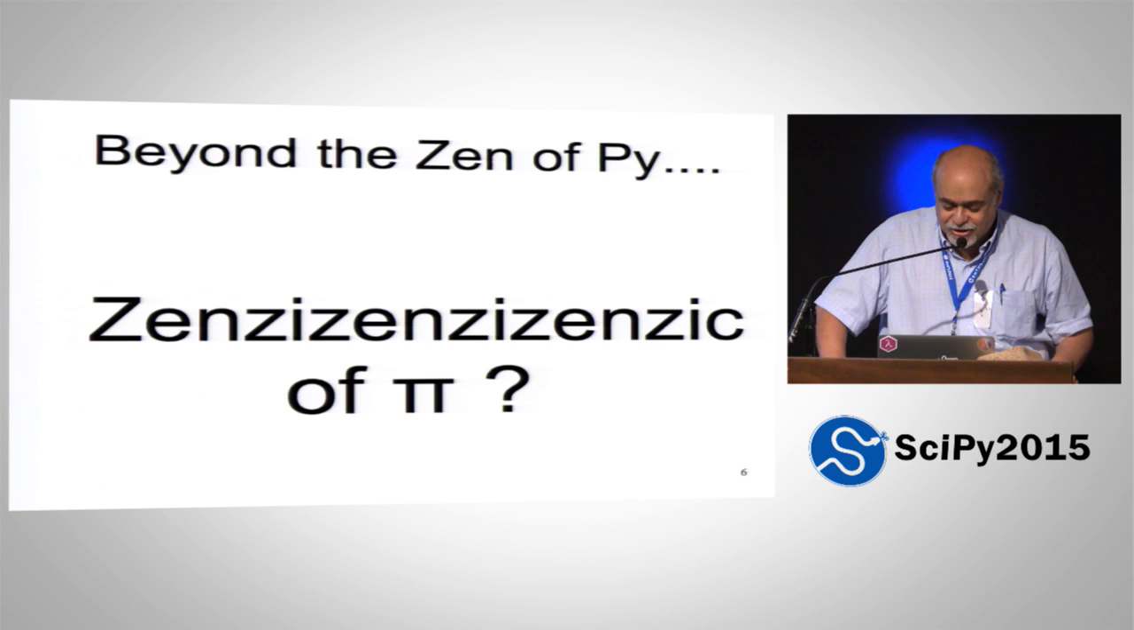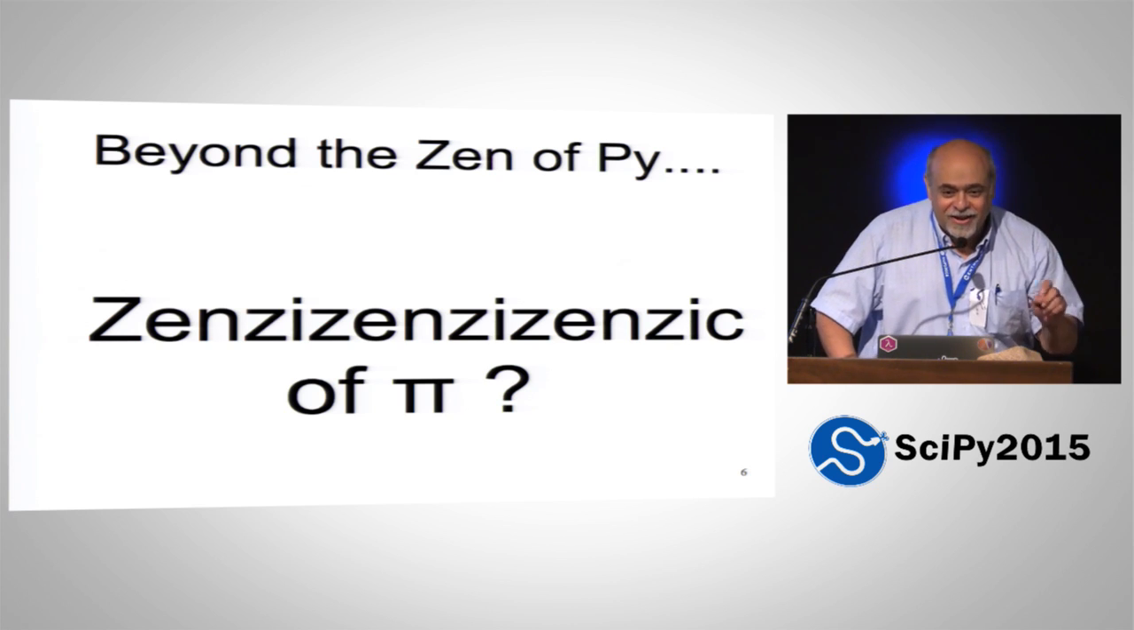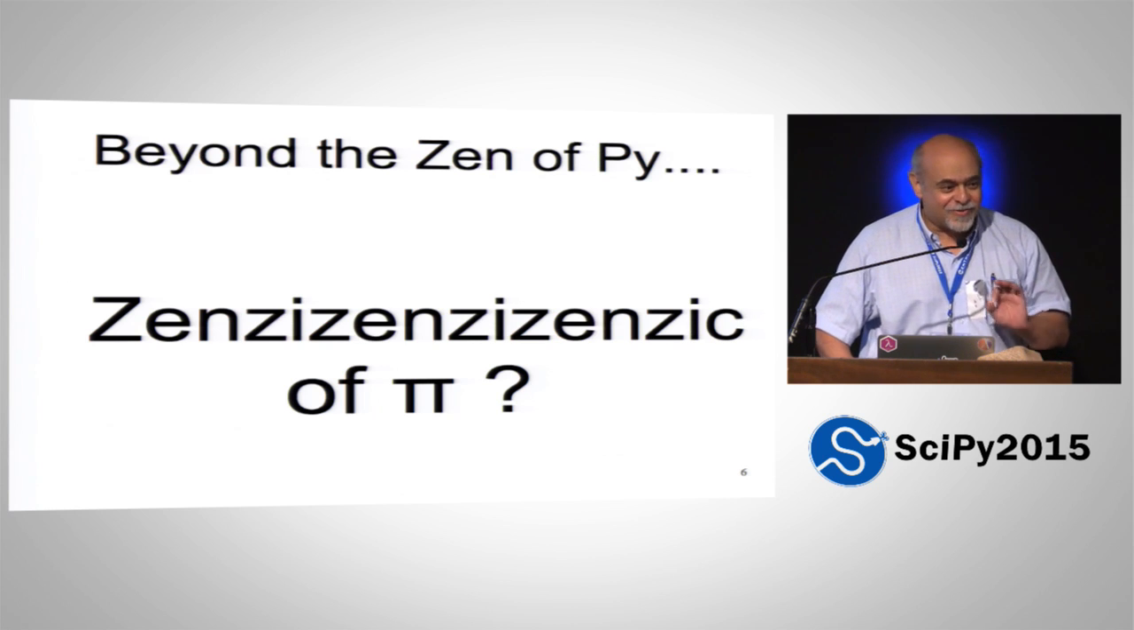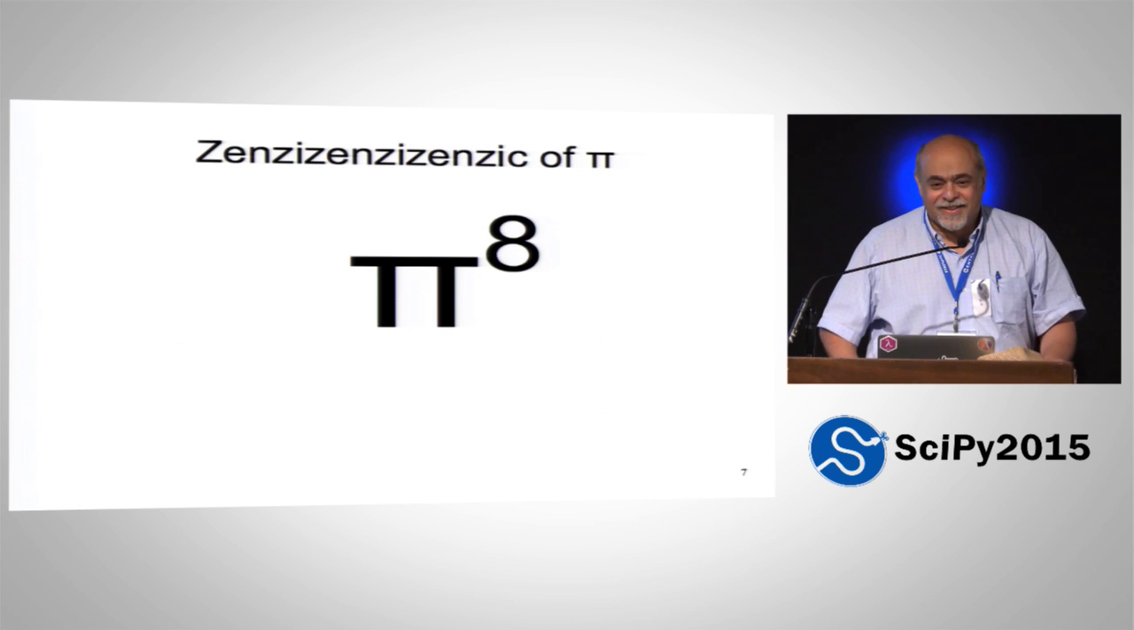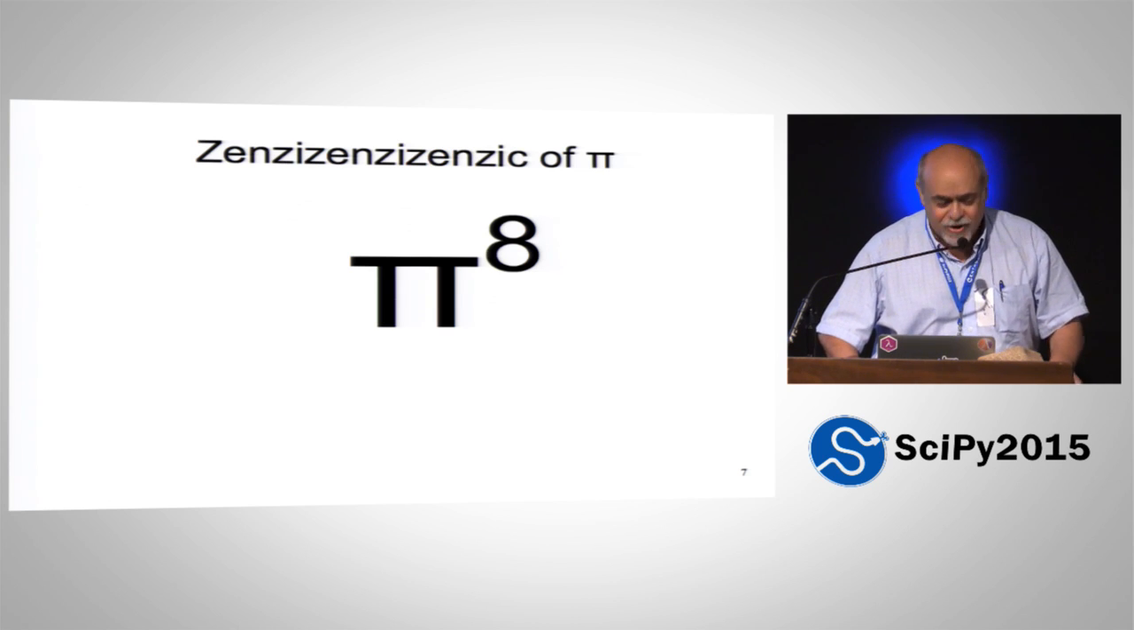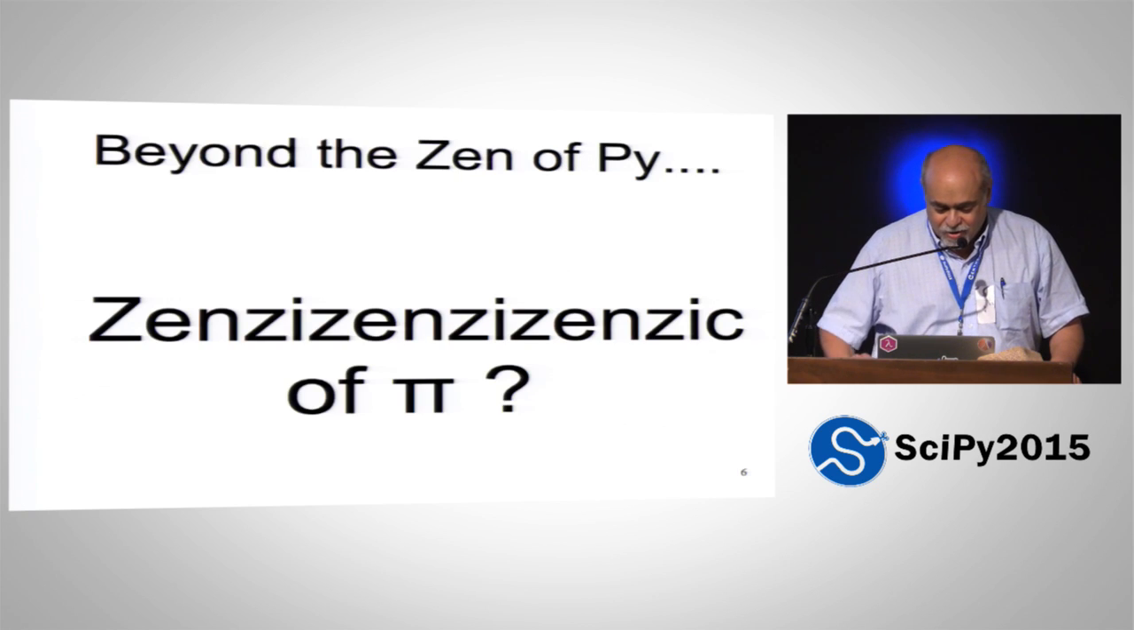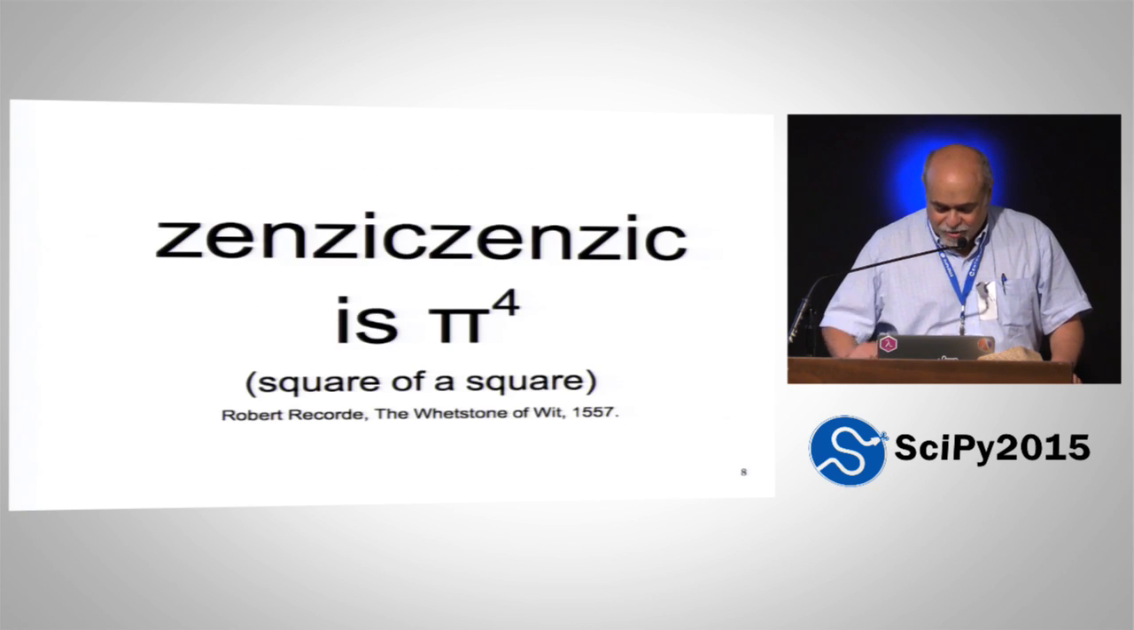Okay, so now I'm sure most of you have heard of the Zen of Python. Have you heard of the Zenzizenzizenzic? Raise your hand if you have heard of this. Okay. This is the one useful, useless tidbit you may take away from this conference. It is pi to the 8th, or any number to the 8th power. Because it is the square of zenzizenzic, which is the 4th power. And this was recorded back in the 1500s. Right? I don't think it gets used much anymore, but certainly Fermat was using a similar style.